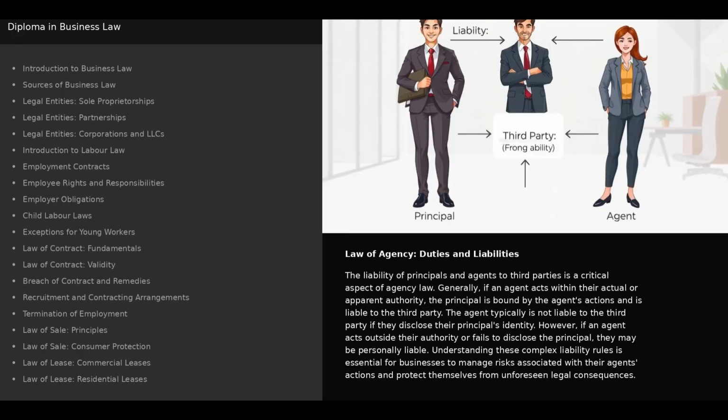The liability of principals and agents to third parties is a critical aspect of agency law.